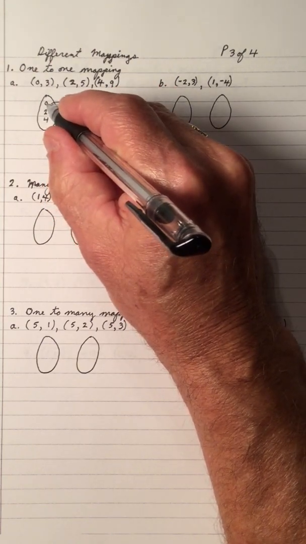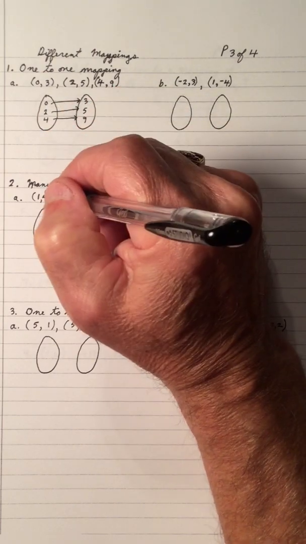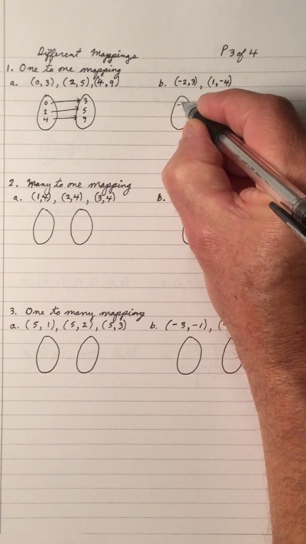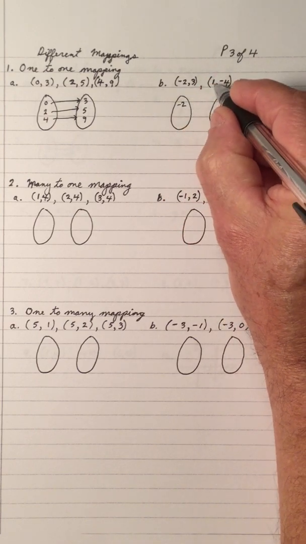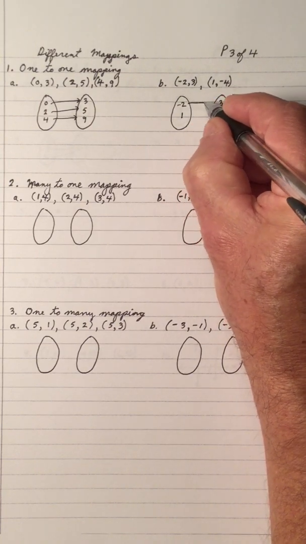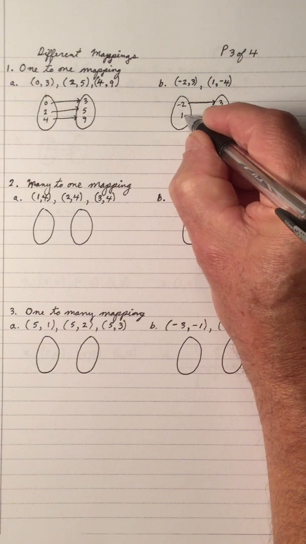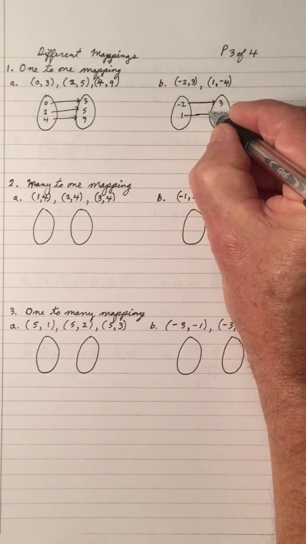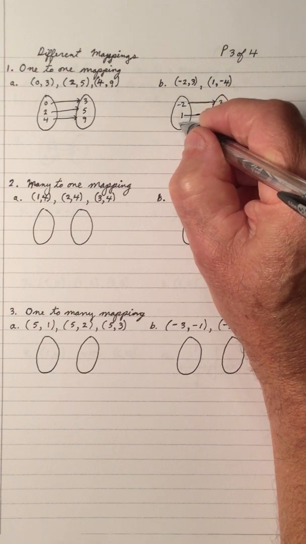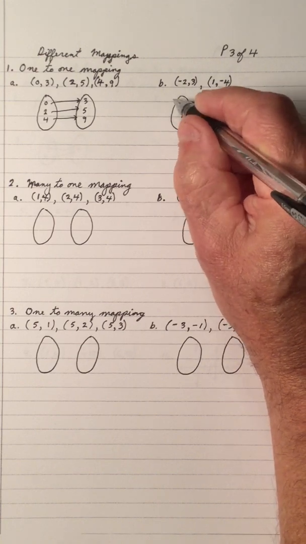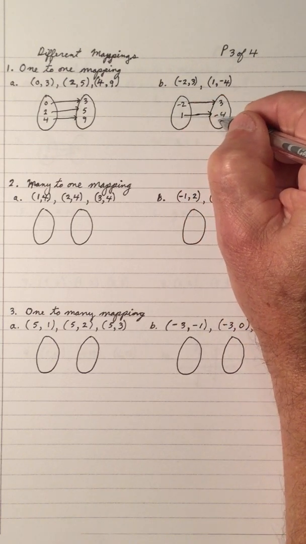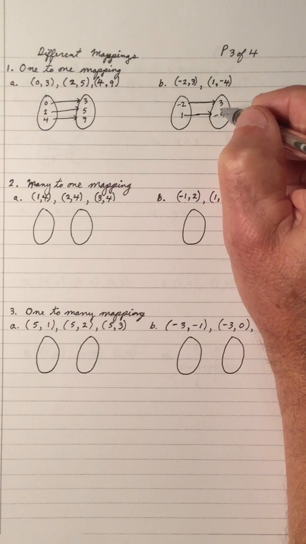So each one over here is mapped to only one over here. And we have the ordered pairs negative 2 goes with 3, and 1 goes with negative 4. So negative 2 is mapped to 3, and 1 is mapped to negative 4. And again, each one in this column, or in this mapping side, is mapped to each one over here. That's what we call one-to-one.